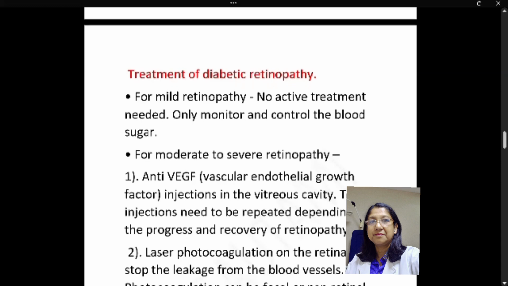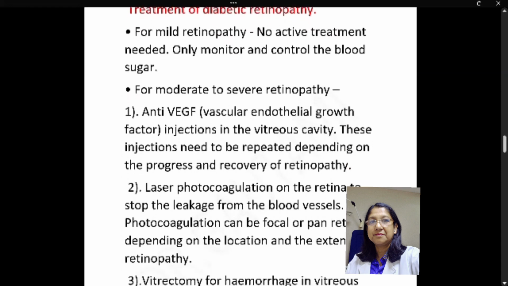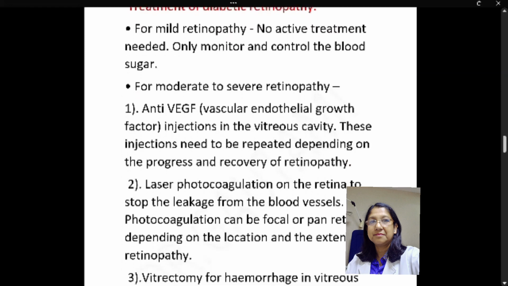Now for moderate to severe retinopathy, what is the treatment? Anti-VEGF. That culprit VEGF, vascular endothelial growth factor. You have to antagonize that culprit VEGF, because that factor is causing all the problems. What problems? Creating new vessels. Those are not good vessels. Those vessels are fragile vessels, abnormal vessels, and this factor is creating all those problems. And this is the main problem for diabetic retinopathy.